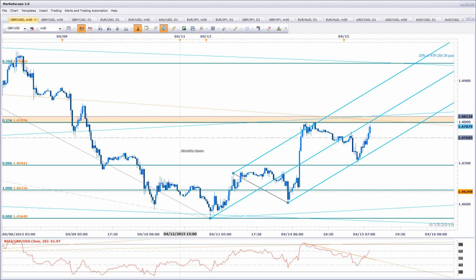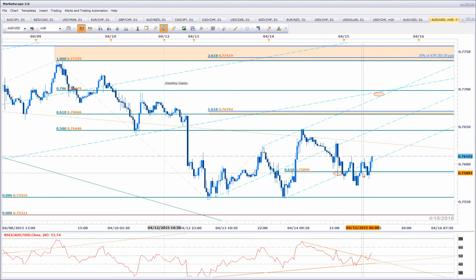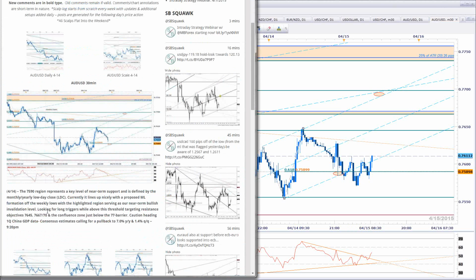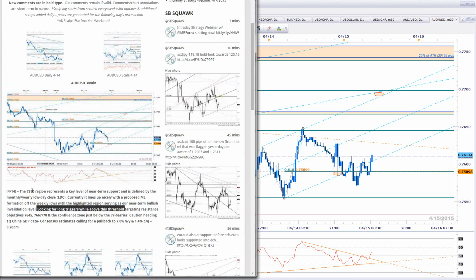Joe Devine says, I am new to the group and was wondering what the current scalp play is, or is there already one in Aussie dollar in play? So, Joe, the bias for the Aussie is weighted to the upside above that invalidation level at 75.90. So above this, I'm looking for long triggers. That's explicitly set for you right here. Looking for long triggers while above this threshold, which was the 75.90 region. So we're looking for momentum triggers.